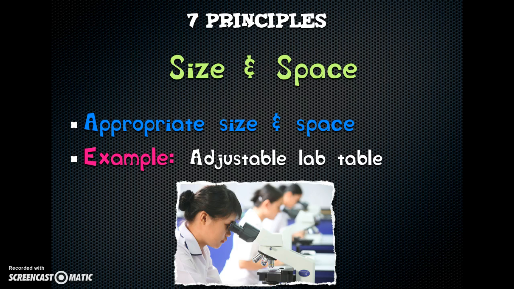Appropriate size and space is provided for approach, reach, manipulation, and use regardless of the user's body size, posture, or mobility. For example, an adjustable science lab table and work area that is usable by students who are right or left-handed and have a wide range of physical characteristics and abilities.